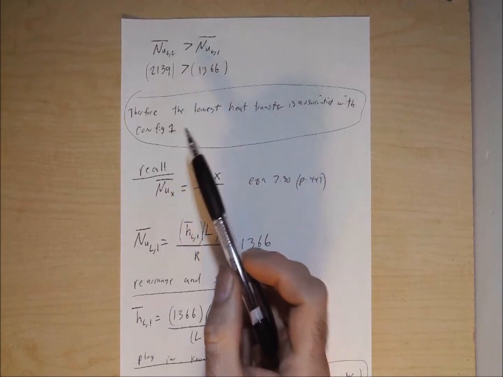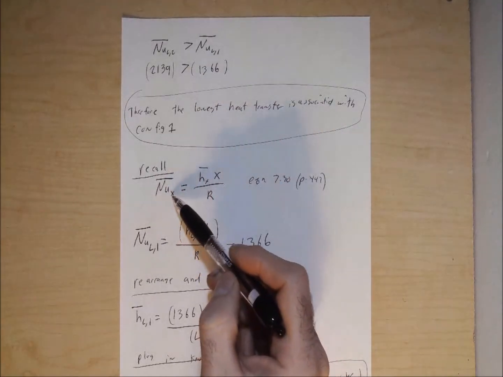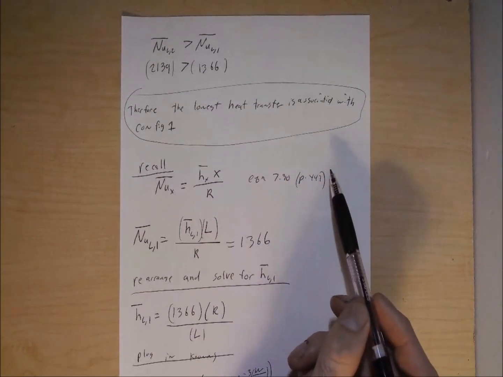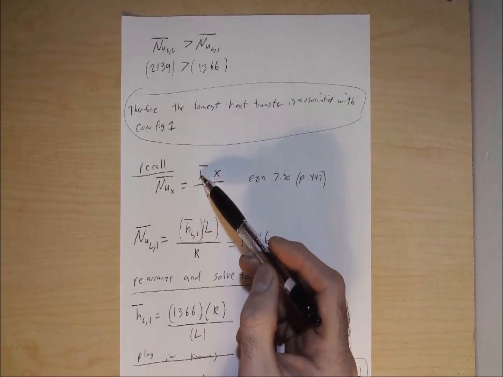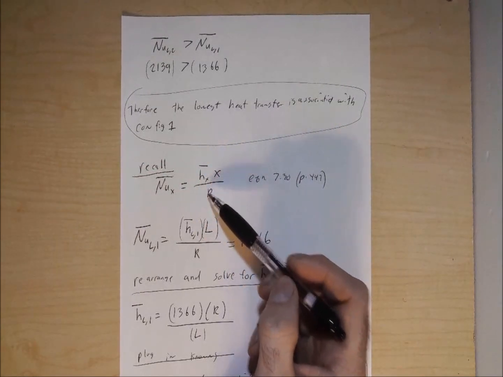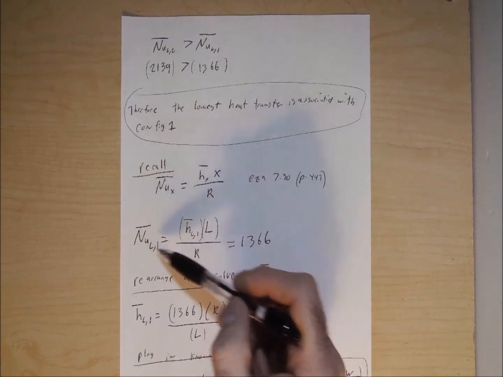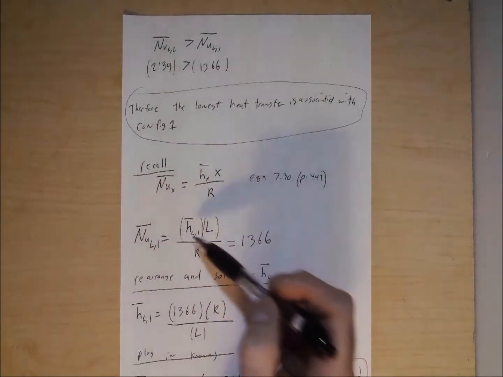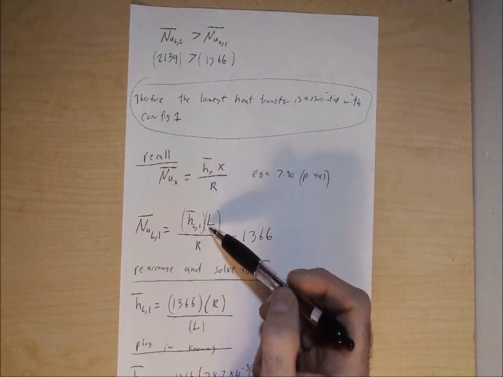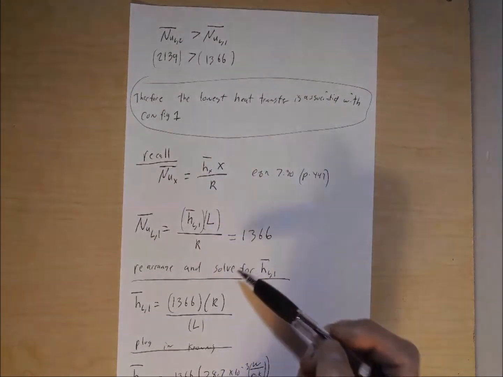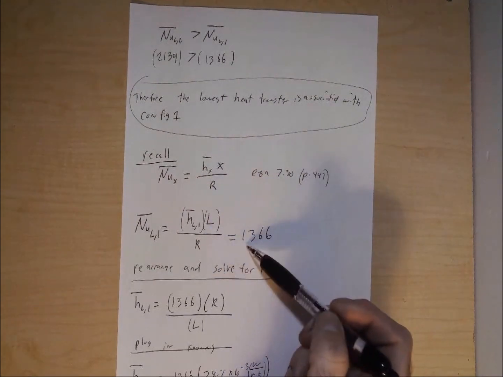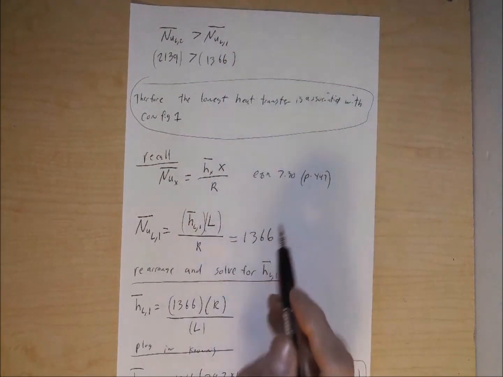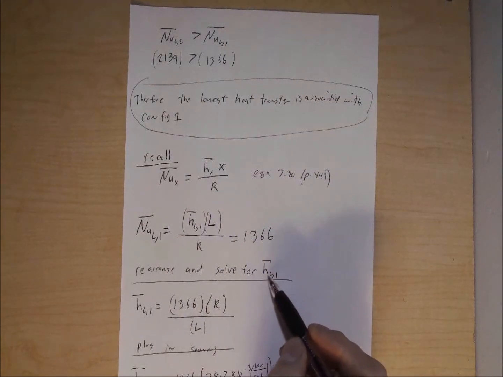Next, we want to recall again the equation for our Nusselt number for position x, which is equation 7.30 on page 447 of our textbook. This is equal to our average h_x times x over k. Plug in the specifics for our problem. So our average Nusselt number, Nu_L,1, for condition 1, is equal to our average h_L,1 times the length L given in the problem statement divided by our k. And this is going to be equal to 1366, which we know from above. So we can rearrange and solve this for our average h_L,1.